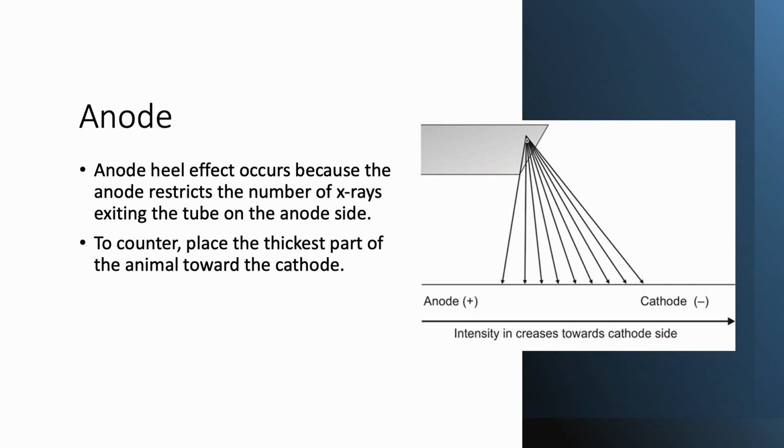And when you look at your x-ray machine, you can see which side is positive anode and negatively charged cathode. On our machine, the cathode is towards the left, and so we always put the thickest part of the patient towards the left as you're facing the machine.